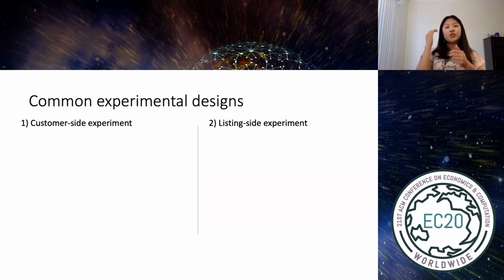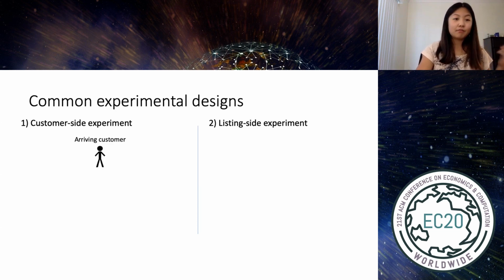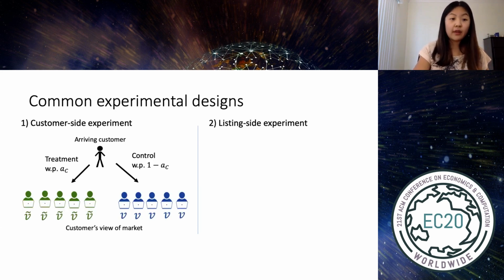Okay, so jumping back into the world of experiment designs and platforms, there are two common types of experiments that platforms run. One is the customer side experiment and the other is the listing side experiment. In a customer side experiment, a customer will come and then they'll be randomized into treatment and control, and depending on their treatment condition, they'll see the market differently. So in our earlier example, a treatment customer would see the previous job histories of all the freelancers on the market, and a control customer would not.